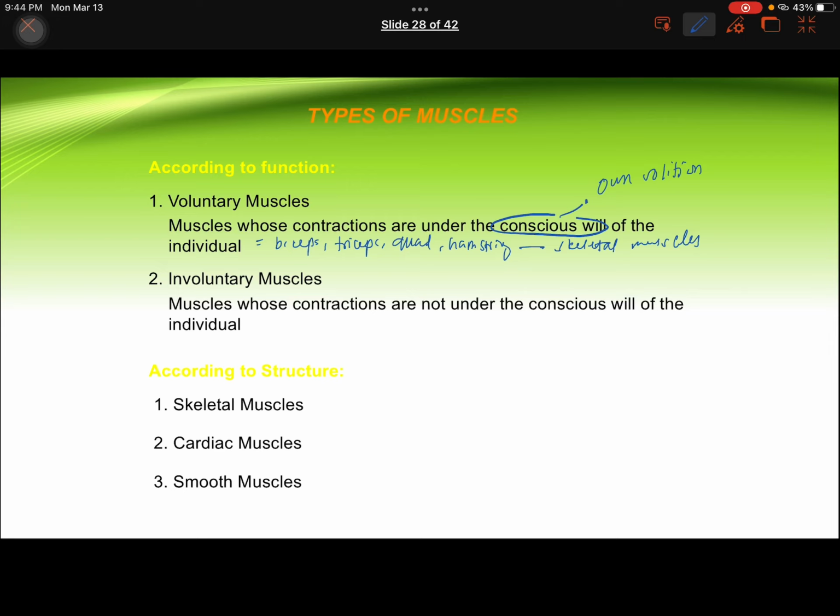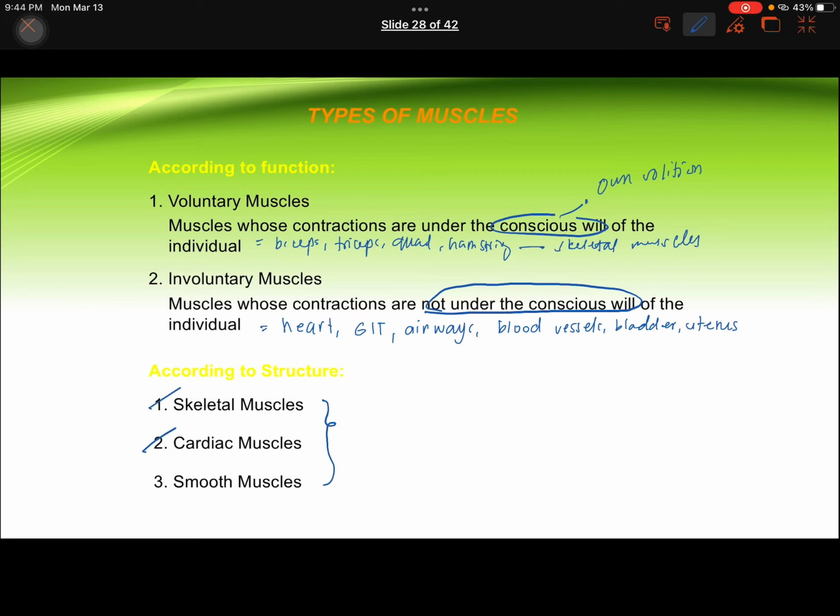Next, you have involuntary muscles, which are muscles that are not under the conscious will of the individual. Meaning, you cannot force these muscles to stop their function or to stop contracting. One best example would be the heart, the GI tract, or your gastrointestinal tract, the airways, the blood vessels, the bladder. You also have your uterus for the females. And according to structure, we can differentiate them: skeletal, cardiac, or smooth.